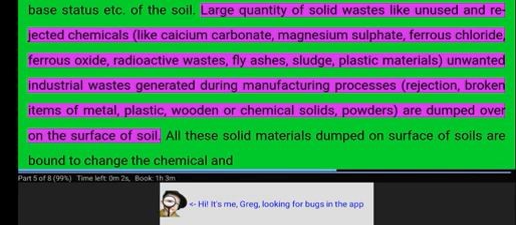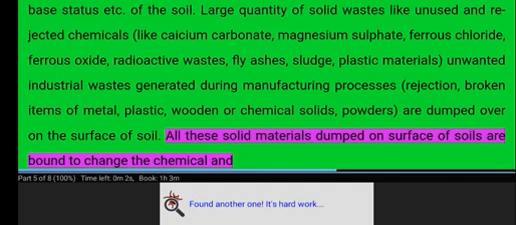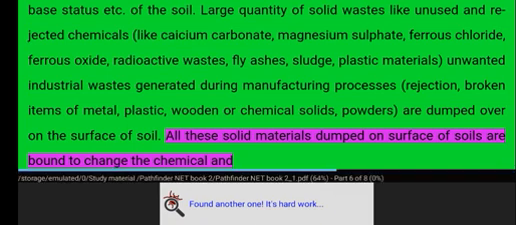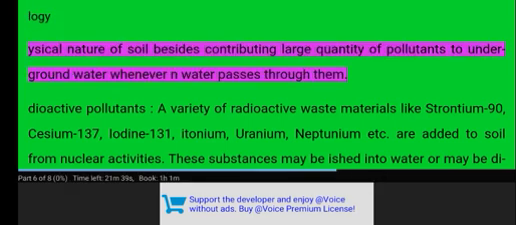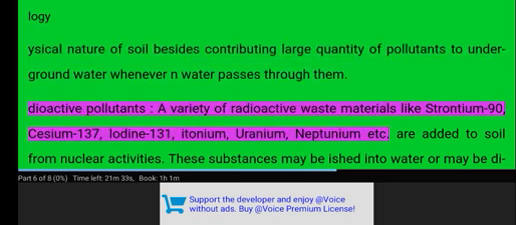ferrous oxide, radioactive wastes, fly ashes, sludge, plastic materials, unwanted industrial wastes generated during manufacturing processes, rejected and broken items of metal, plastic, wood and chemical solids, powders are dumped on the surface of soil. All these solid materials dumped on the surface of soils are bound to change the chemical and physical nature of soil, besides contributing large quantities of pollutants to underground water whenever water passes through them.